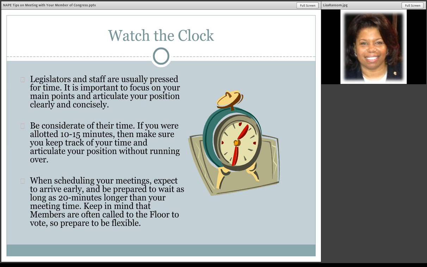If you were allotted 10 to 15 minutes, then make sure you keep track of your time and articulate your position without running over. When scheduling your meetings, expect to arrive early and be prepared to wait as long as 20 minutes longer than your meeting time. Keep in mind that members are often called to the floor to vote, so prepare to be flexible.